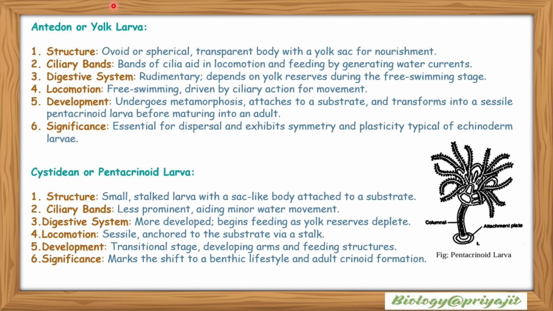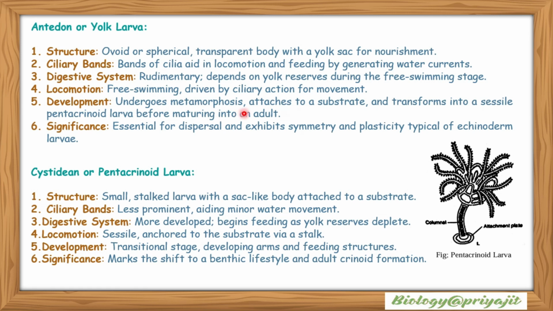Antedon or yolk larva. Its structure includes an ovoid or spherical transparent body with a yolk sac for nourishment. Ciliary bands of cilia aid in locomotion and feeding by generating water currents. Digestive system: it is rudimentary and depends on yolk reserves during the free-swimming stage. Locomotion includes free swimming driven by ciliary action.